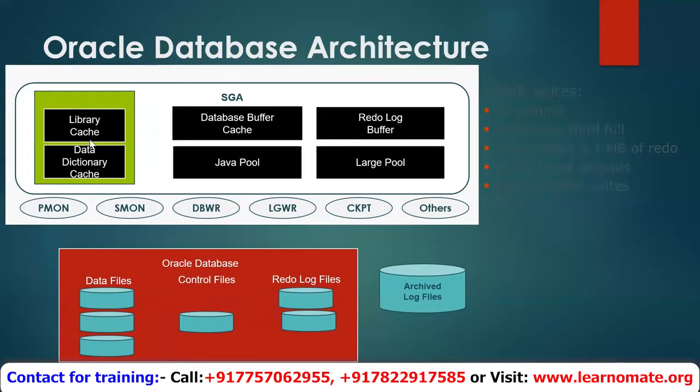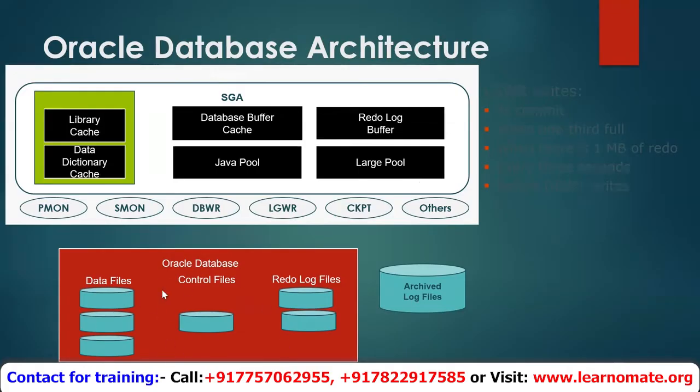So SGA includes your library cache, data dictionary cache, database buffer cache, Java pool, redo log buffer, and large pool, to name a few. There are various background processes involved here, like PMON, SMON, DBWR, which is also called database writer, LGWR, which is also known as log writer.